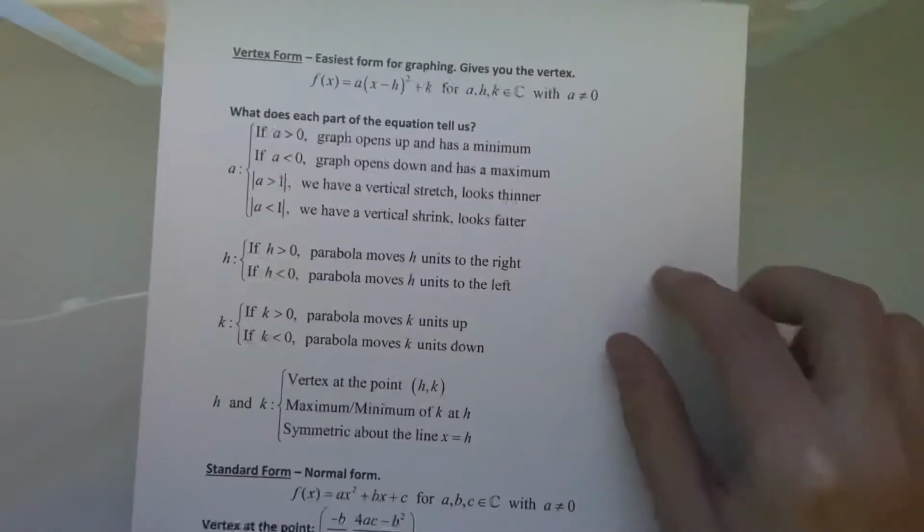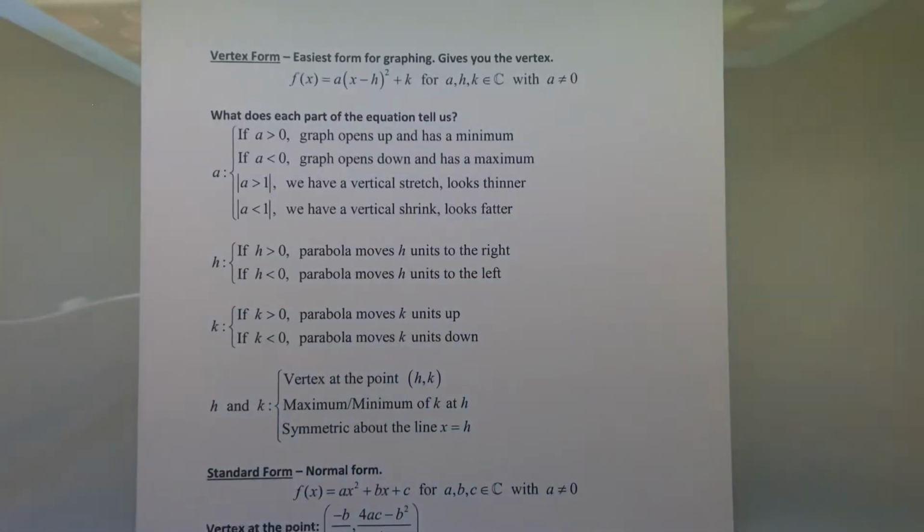There's even more information on the next page. The best form for graphing a parabola is vertex form, which is f of x equals a times (x minus h) squared plus k for a, h, and k elements of the complex numbers. Again, we're only going to deal with the reals. h and k is our vertex, which is why it's useful for graphing.